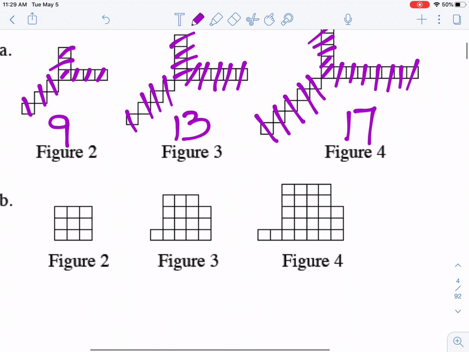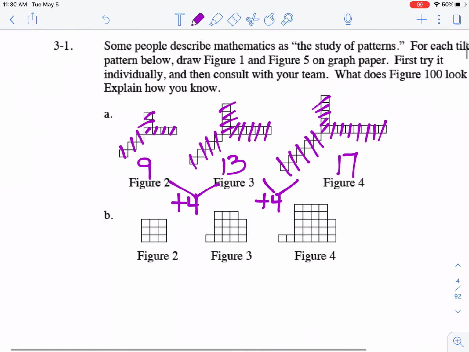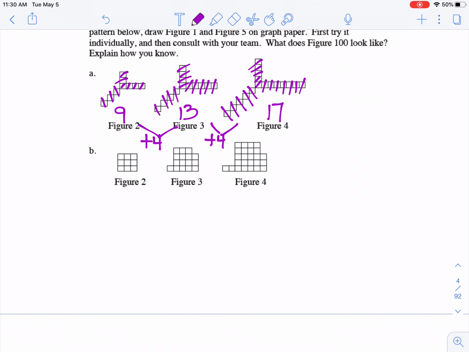Okay, so here's how you can find your pattern. From figure 2 to figure 3, it increased by 4. From figure 3 to 4, it also increased by 4. So this is a steady rate of change. And so to state the rule simply, you would say it increases by 4 each time. So figure 5 would have 4 more tiles than the previous shape.